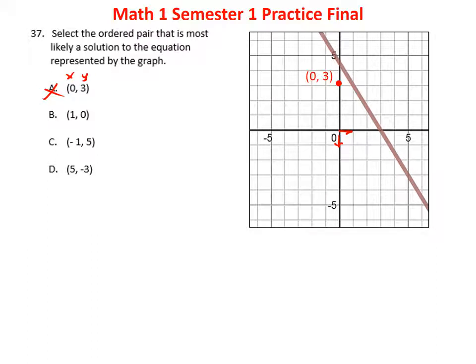Not on the line. It's not a solution. Next one is 1, 0. It's going to be right there. It's also not on the line. Finally, minus 1, 5 is going to be down there. Actually, minus 1, 5, sorry. 5, close, but it's not on the line. And finally, we have 5, negative 3, and that's the one that's on the line. That's our solution.